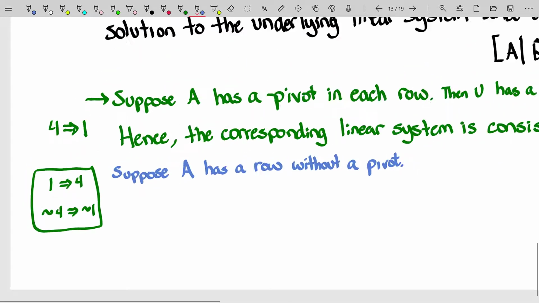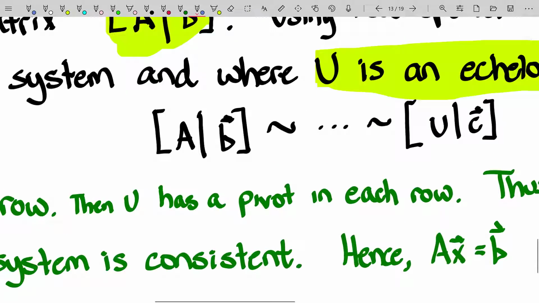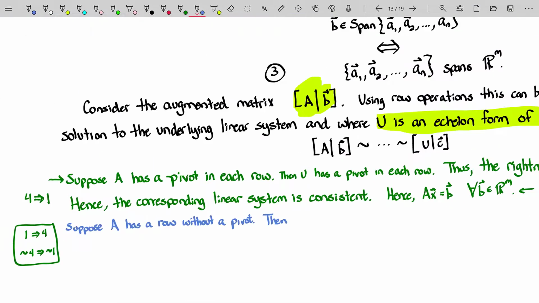Well, if A has a row without a pivot and we row reduce to this form right here, the echelon form U augmented with C, then because U is an echelon form, remember in echelon forms, all 0 rows end up at the bottom. And since we have a row without a pivot, that row must have all zeros.